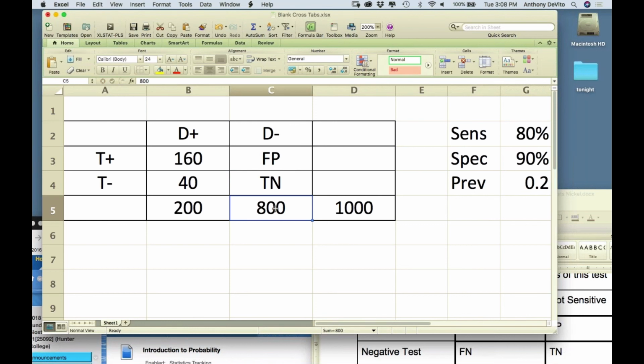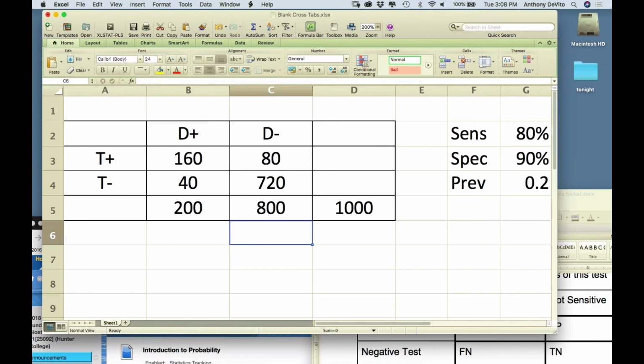Now out of the 800, our specificity is 90%. So that means 90% of the time we get it right on people that don't have the disease. So how many true negatives do we have? 90% times 800 is 720, right? Actually, it's easier to do the false positives. These are people that it got wrong 10% of the time, so that makes sense that it would be 80. Okay, you all in agreement on that?